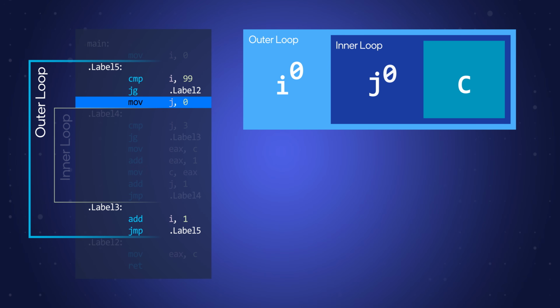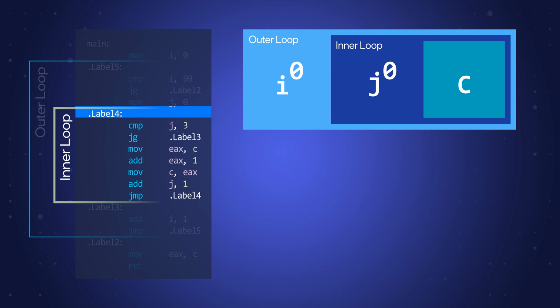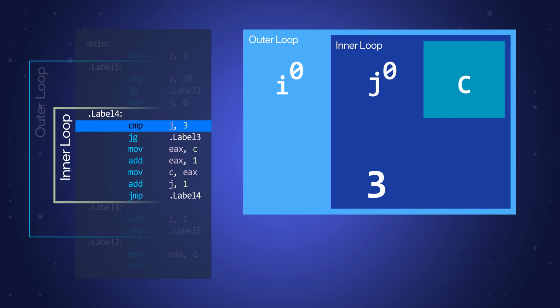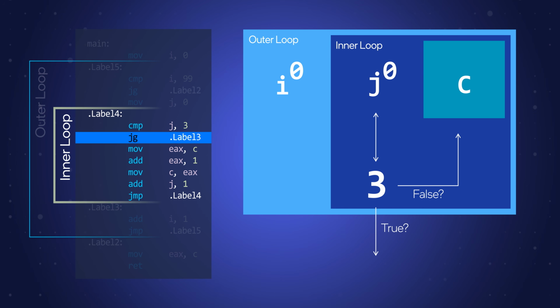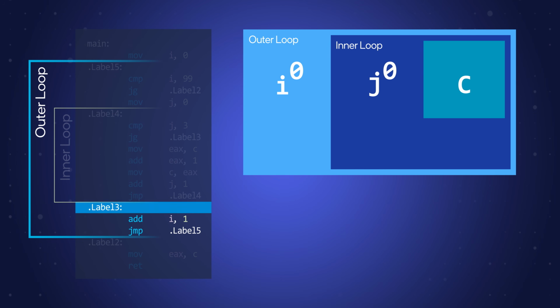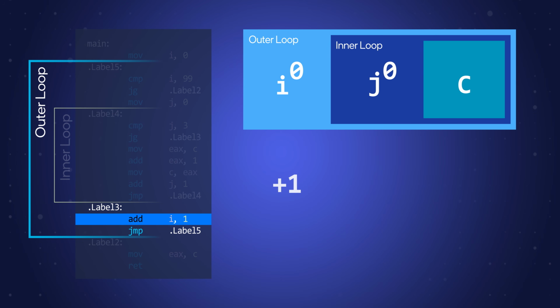Again, we see for the inner loop another compare instruction. We're comparing J, the counter for the inner loop, to 3. And we have a branch instruction right after that compare that says we jump if J is greater than 3. And when we do that, we increment the outer loop by 1. That's that add I, 1 instruction. And then we jump back up to the top of label 5.